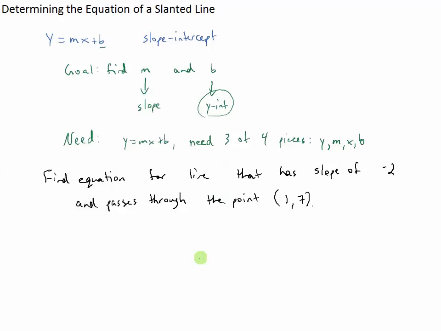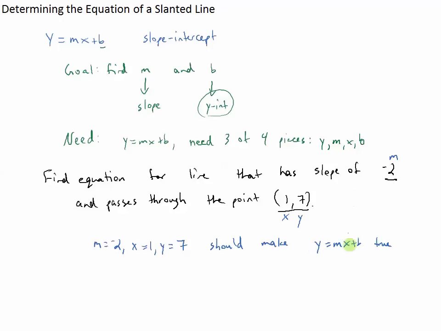So we want to find an equation for the line that has a slope of -2 and passes through the point, the ordered pair 1, 7. What we need to realize is that when they tell us the slope, they're telling us m, and when they're telling us an ordered pair, they're telling us an x and a y. Now a line passes through an infinite number of ordered pairs, right? 1, 7 happens to be one of them. So that means m equals -2, x equals 1, and y equals 7 should make the equation of this line a true statement. So in other words, should make y equals mx plus b true.